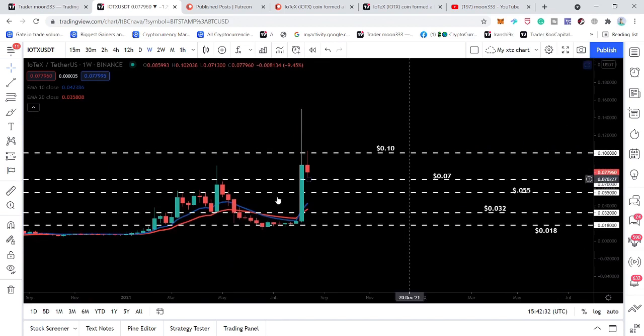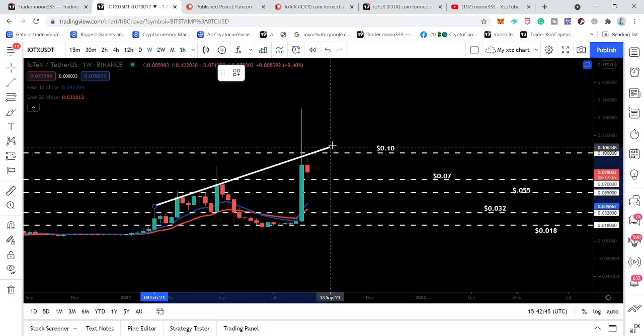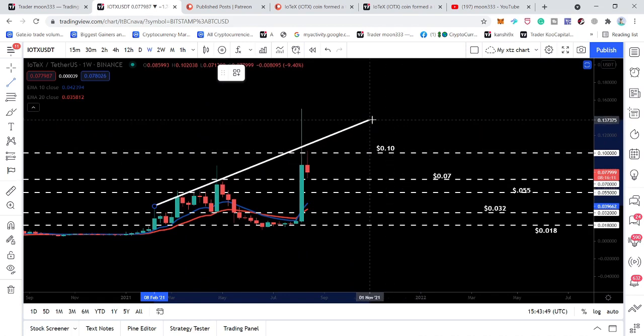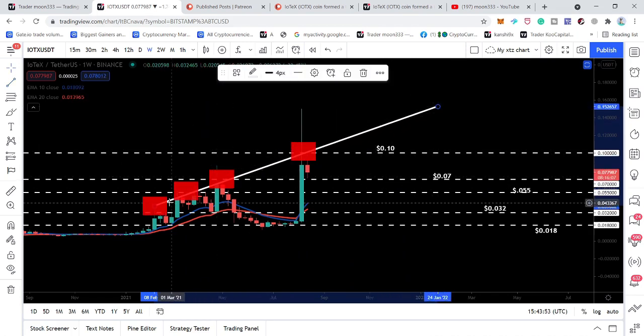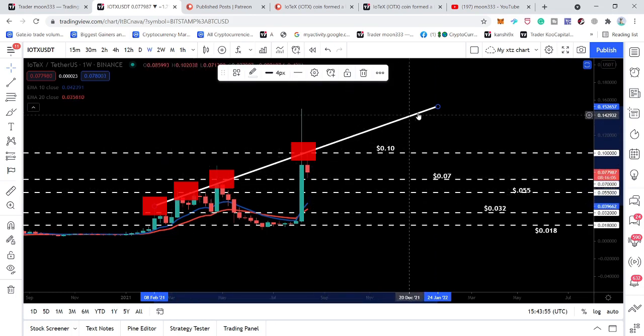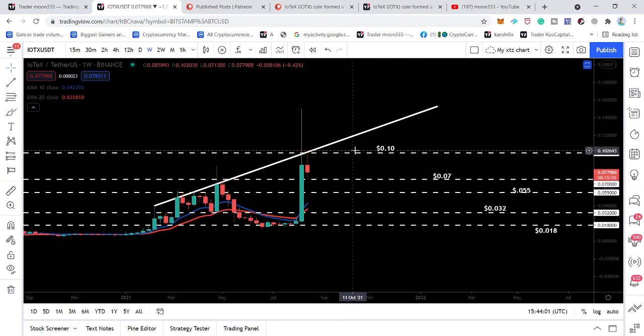Now if I connect all these wicks of the candlesticks, from here to here, including this candlestick and this one as well, and in this way we can also connect these two candlesticks, we have found so many confluence points. And now we also have this very strong uptrend line resistance as well. Now the price line needs to break out of this next resistance of 10 cents.